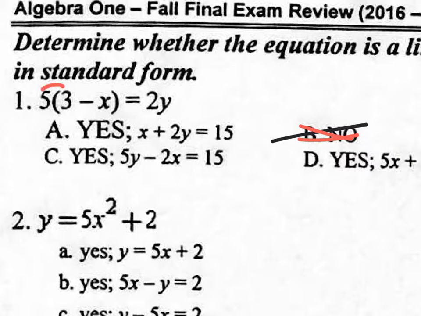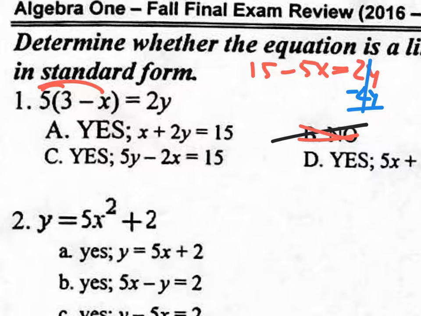So if we distribute 5 times 3, that's 15. 5 times negative x, that's negative 5x. And it equals 2y. Now standard form is ax plus by equals c. So you're going to have to subtract the 2y. Subtract 2y. Now you can't really subtract x's and y's, so you're just going to rewrite it. Let me rewrite it down here.